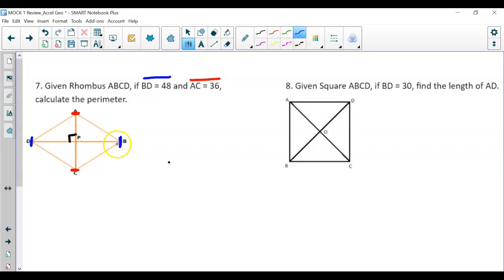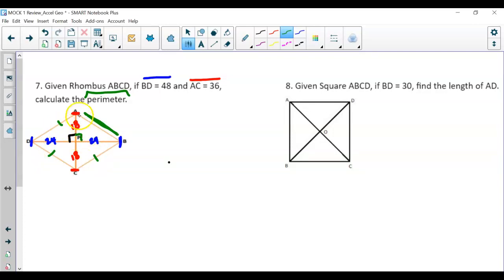So if BD is 48, then that means BP is 24, as well as PD is 24, because it's cut in half. Same thing for AC. If it's being bisected and AC fully was 36, then each piece here is 18. Now we're looking for the perimeter, which means first we need one of the sides, because once we have one side, in the rhombus all sides are congruent, and we can find the perimeter.